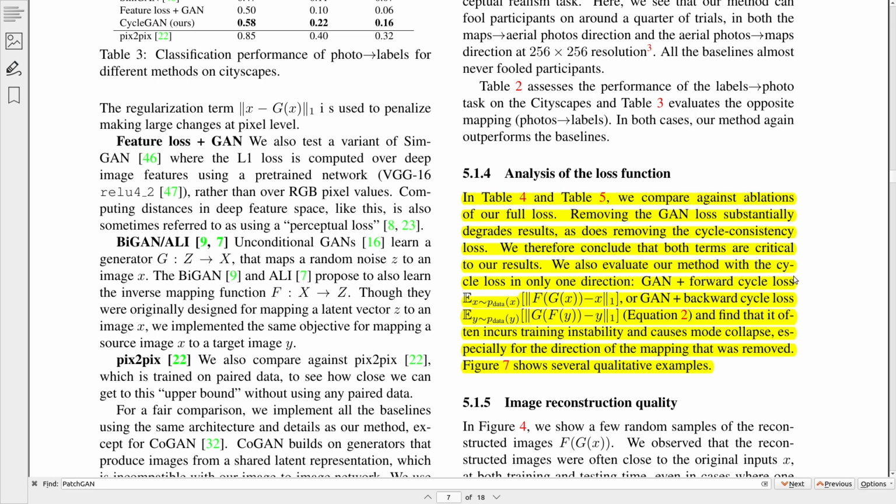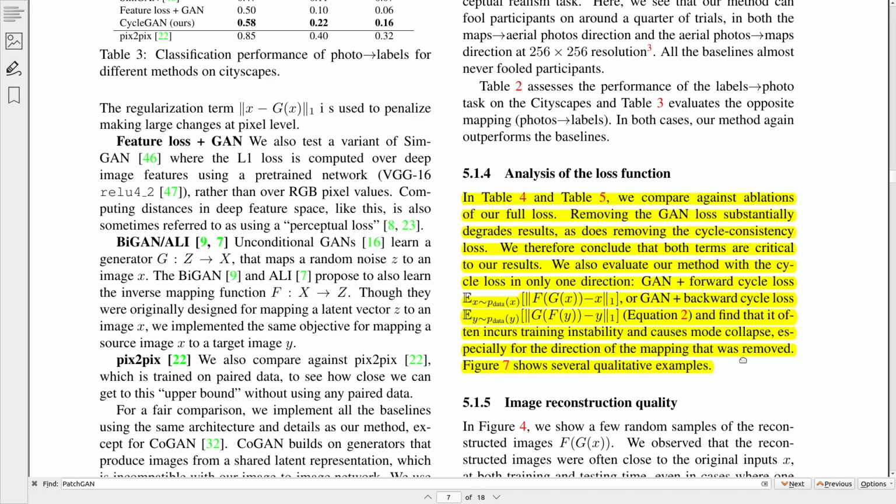We also evaluate our method with the cycle loss in only one direction, that is GAN plus forward cycle loss or GAN plus backward cycle loss, and find that it often incurs training instability and causes model collapse. Okay, this is also not acceptable. That is, I cannot implement just a one-directional cycle consistency loss.